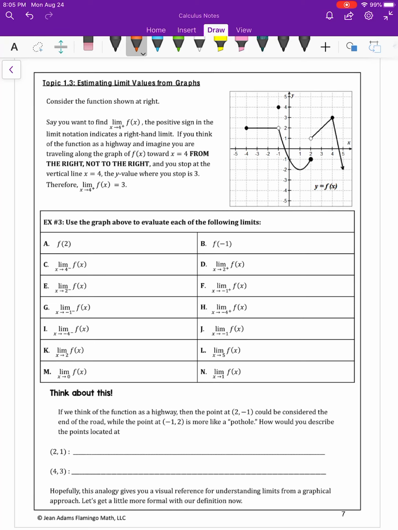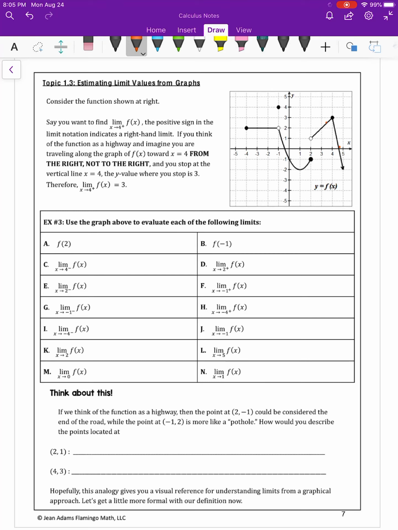1.3 topic, estimating limit values from graphs. Consider the function shown at the right. Say you want to find the limit as x approaches 4 from the right of f of x. The positive sign in the limit notation indicates a right-hand limit. If you think of the function as a highway and imagine you are traveling along the graph of f of x toward x equals 4 from the right, it's almost like you're in a car.